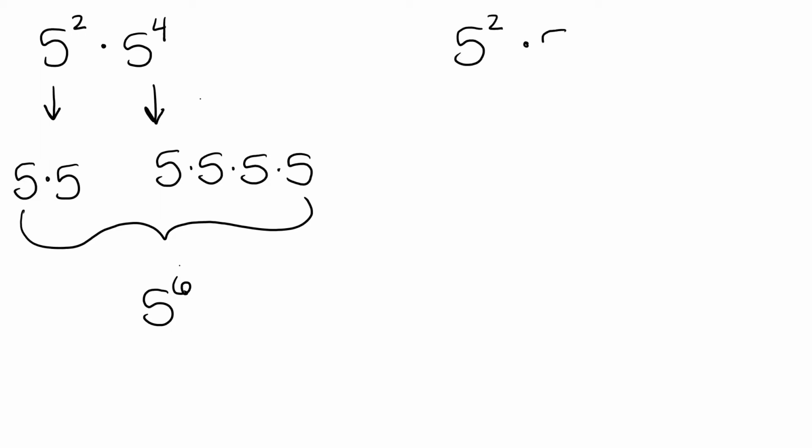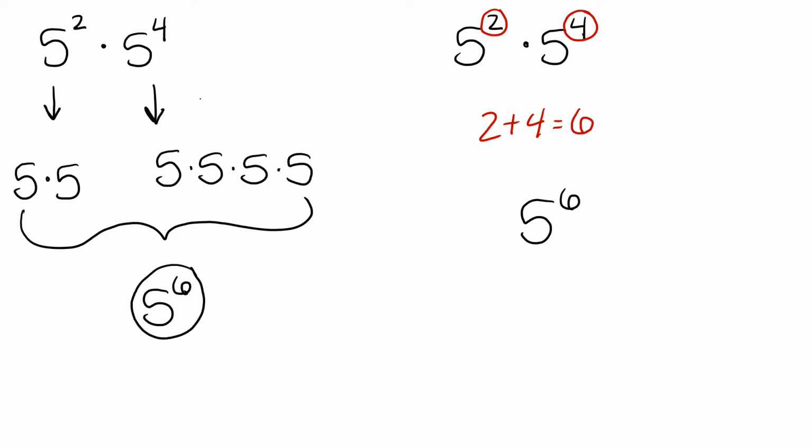To use the shortcut method, we take our original problem, and our shortcut when we're multiplying is to add the exponents. So we would add our two exponents, 2 plus 4, which would give us 6. The base number 5 stays the same, so that would be 5 to the sixth power. Either method gets you the same answer.